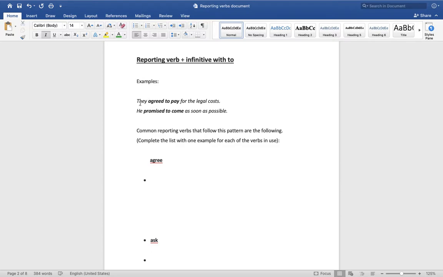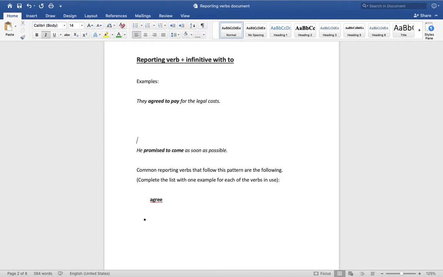First one says, they agreed to pay for the legal costs, right? So in Spanish, this would be, ellos estuvieron de acuerdo en pagar los costes legales, okay? So it's not the first time you see the verb agree. A veces ves el agree con with, cuando es estar de acuerdo con alguien. Aquí es estar de acuerdo en algo, ¿vale? Estar de acuerdo en hacer algo. This is already reported speech, okay?